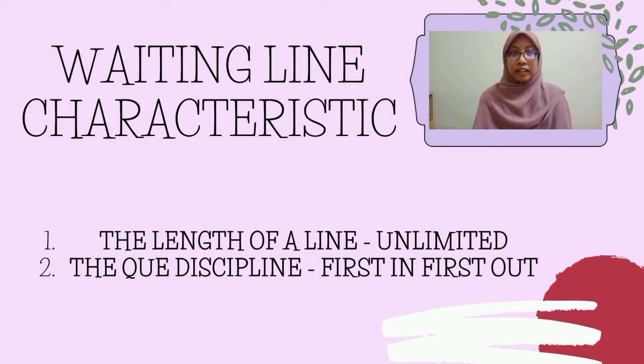Next is the waiting line characteristic. There are 2 components under waiting line characteristic that we will take a look at, which are the length of the line and the queue discipline. The length of the line for the system is unlimited, while the queue discipline that they use is first in, first out.